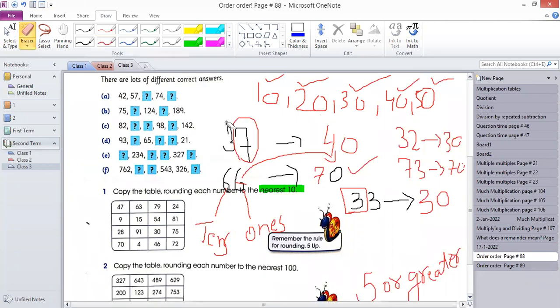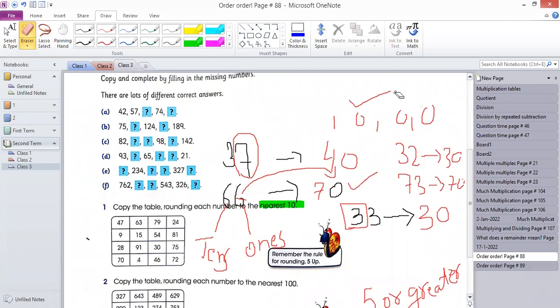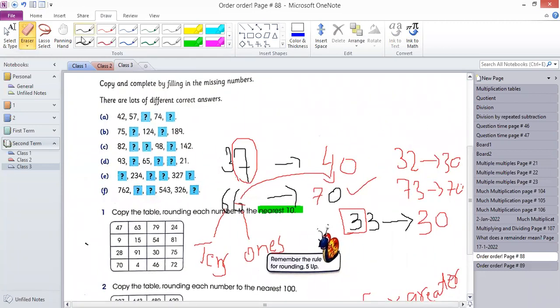So let's suppose there is a number 37. 37 is between two tens, 30 and 40. If you draw a number line, the middle will be 35, and 37 will be near to 40. So how do you round off the number? Is 37 near to 30 or near to 40? Tell me, guys.